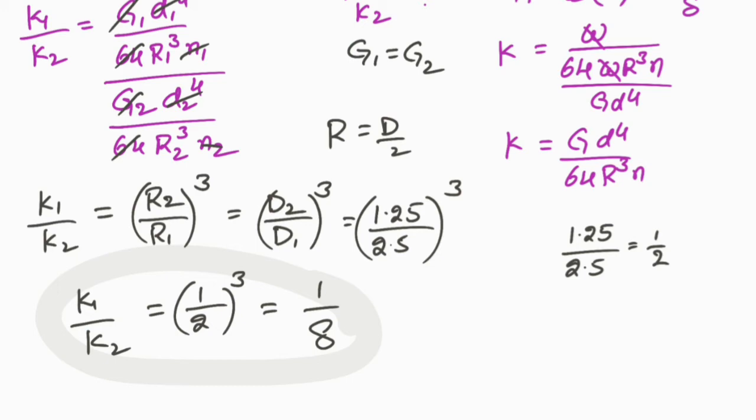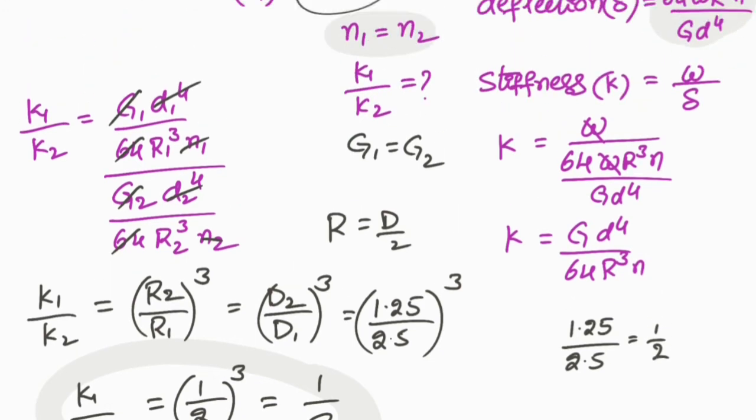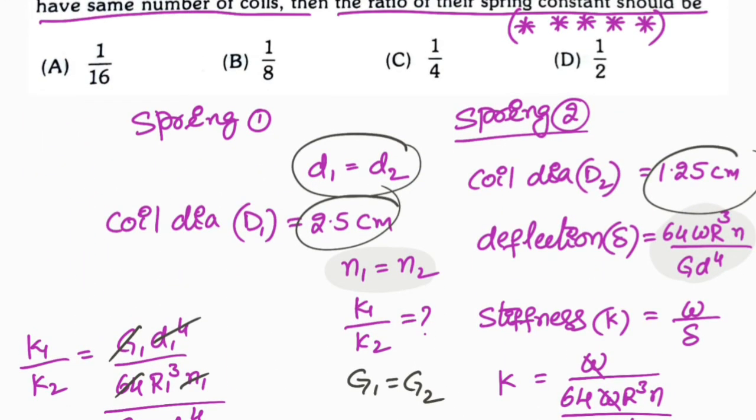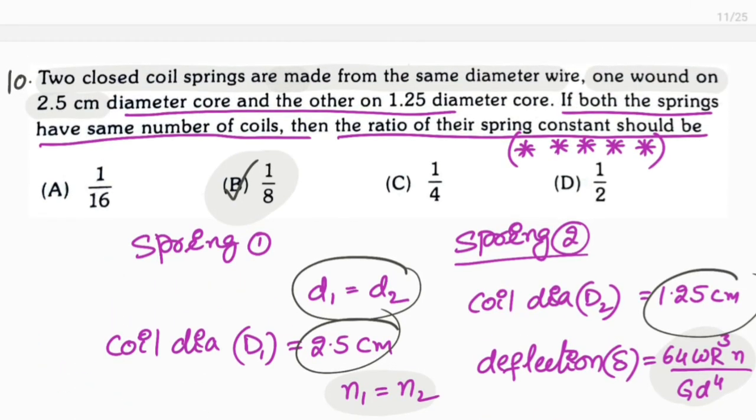K1 by K2 equal to 1 by 8. Look at the options. Yes, look at option B. Option B is absolutely correct. I hope you got my point. This problem is very, very important. Shall we take another problem? Yes.